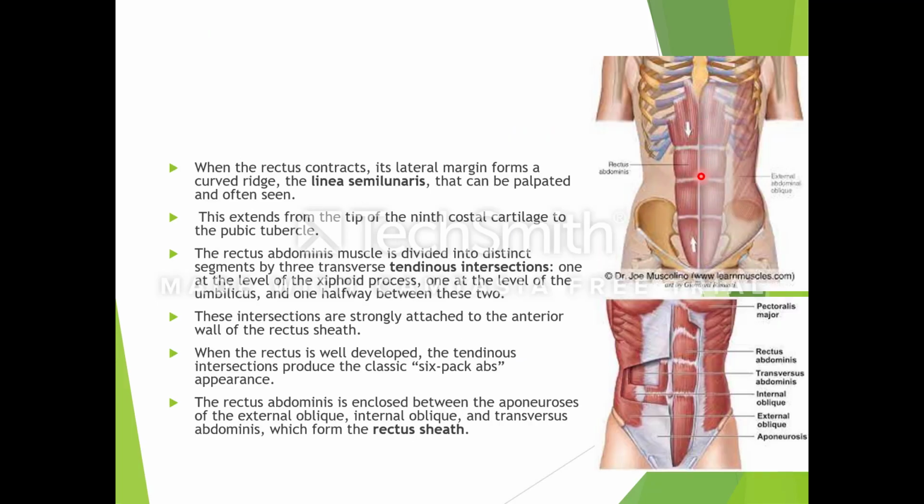See here, this is the linea alba, and there is one line which is lateral to the linea alba. It is named the linea semilunaris. This linea semilunaris is showing the lateral margin of the rectus abdominis muscle. This is a half-moon shaped line which runs from the 9th costal cartilage to the pubic tubercle. It will go below and finish at the pubic tubercle. This is the linea semilunaris. This is showing the lateral border of the rectus abdominis muscle.